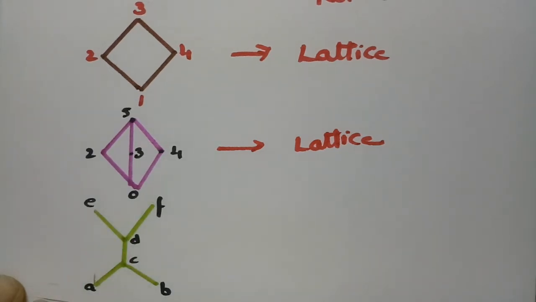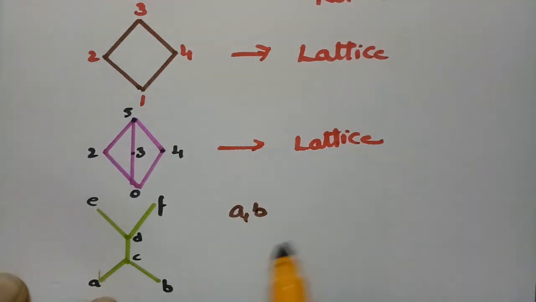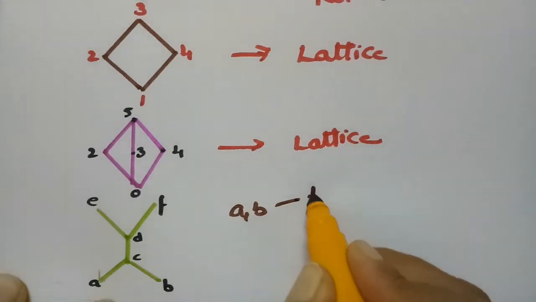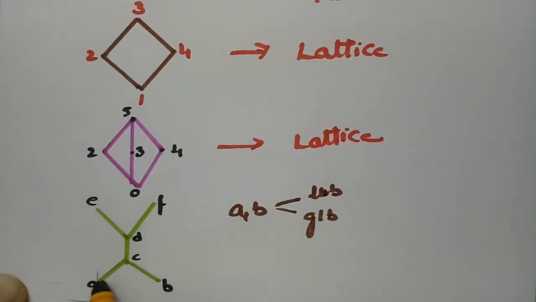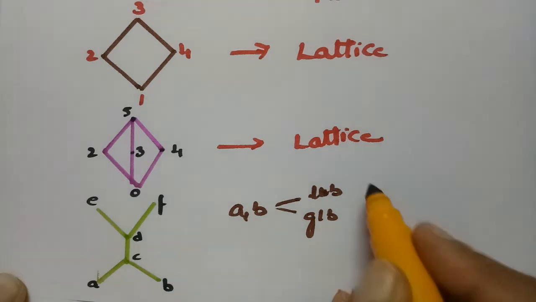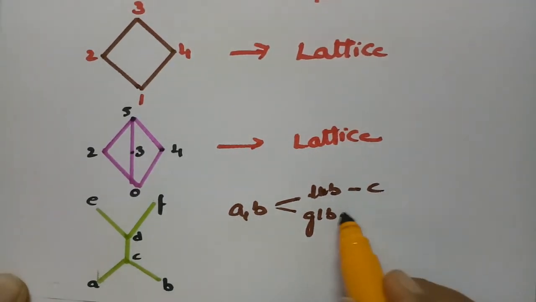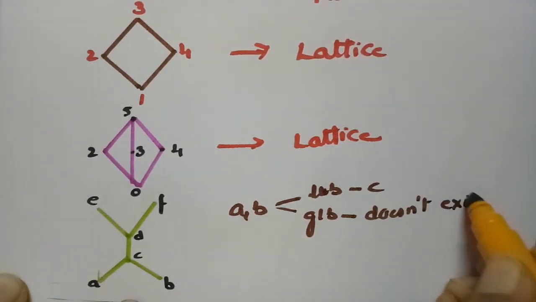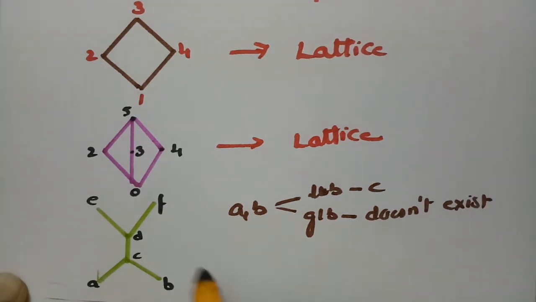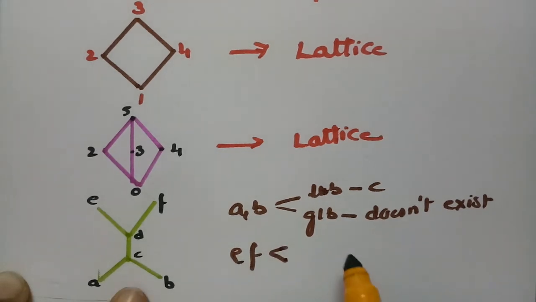If I consider any two elements here, say A comma B, the least upper bound and the greatest lower bound should be calculated. What is the upper bound for A comma B? It is C. And coming to the greatest lower bound, it doesn't exist. And next, if we take E comma F, what is the least upper bound and the greatest lower bound?